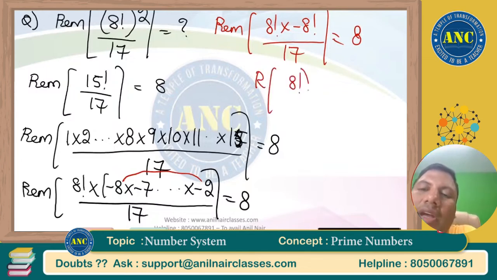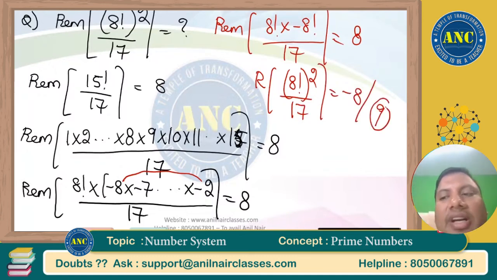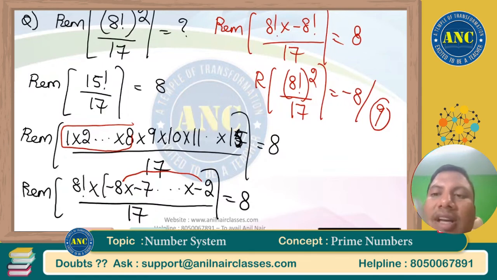8 factorial whole square divided by 17 is minus 1. Negative remainder 1, positive remainder 17 minus 1, 16. 15 factorial is 1 into 2 and so on up to 15. These are nothing but 8 factorial, and 9 by 17 is minus 8, minus 7 and so on up to minus 2. Another 8 factorial is coming. 2 to 8, total 7 negatives are there, so minus 8 factorial whole square we got it.